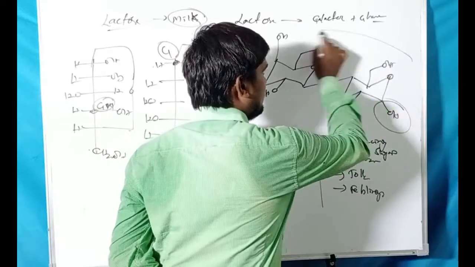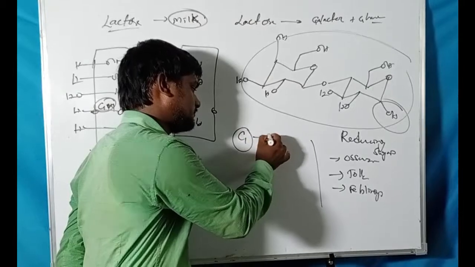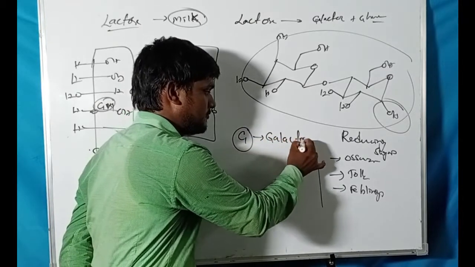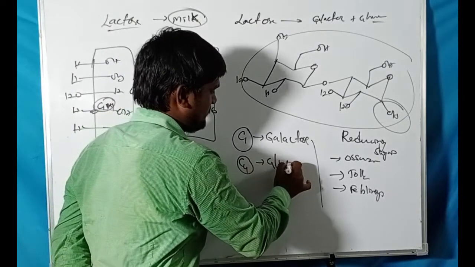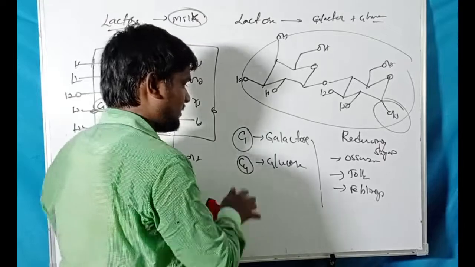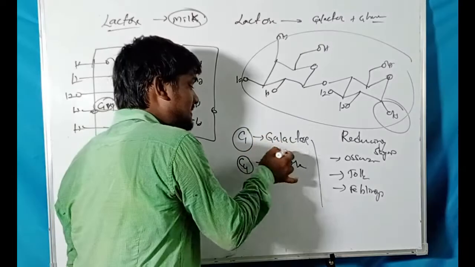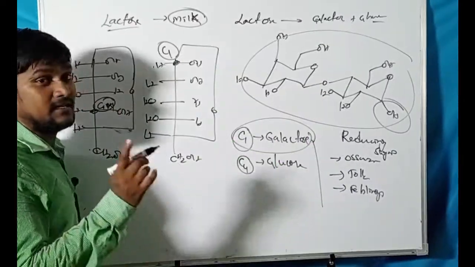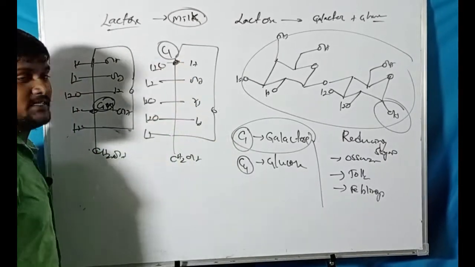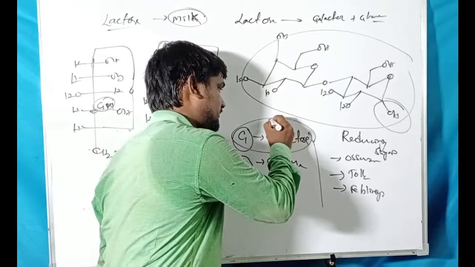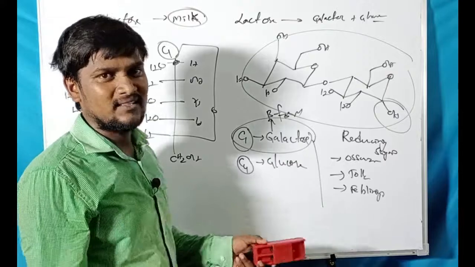Now here it is the simplest structure regarding the lactose moiety. Here C1 from the galactose. Note this point. For JEE Mains students, it is very important. C4 from the glucose moiety. Now here C1 is galactose, C4 is the glucose moiety. Particularly, C1 is a beta form. Galactose is beta form. So galactose forms the beta form in lactose. Okay, that's all for this video.